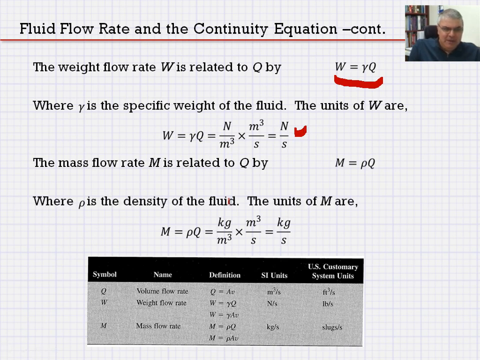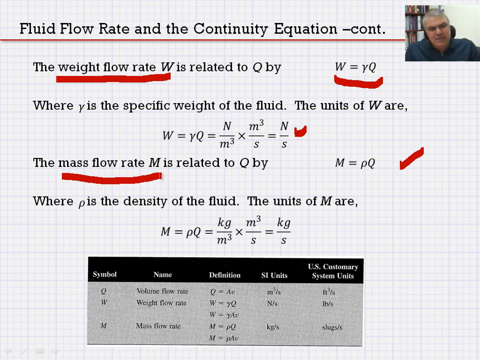Then let's take a look at the mass flow rate. Now, as you can see, both the weight flow rate W and the mass flow rate M are given here, and they are related to the volume flow rate, which is Q. In this case, we simply multiply Q by gamma, which is the specific weight of the fluid.